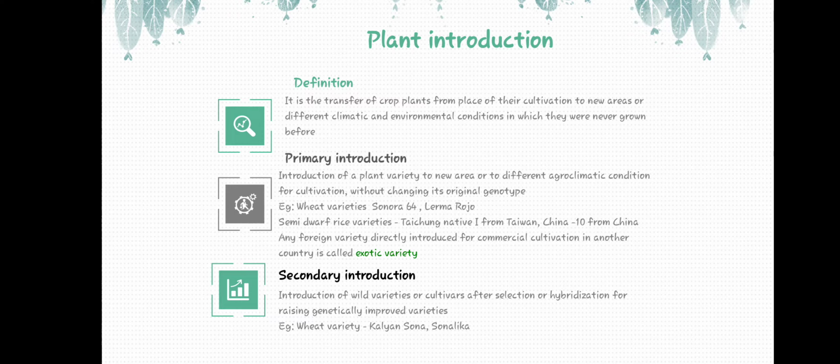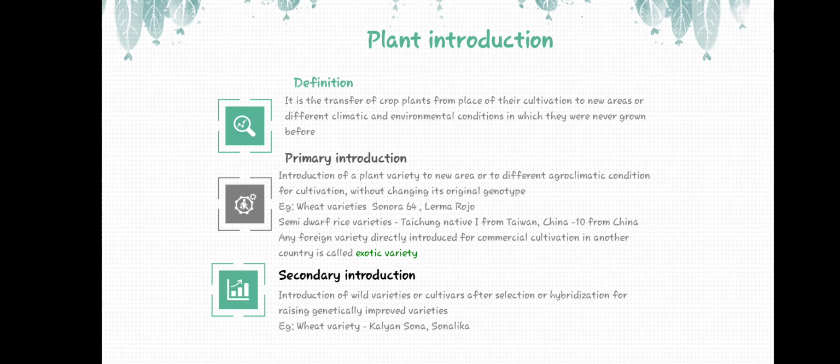That's it. So coming to primary introduction, it means introduction of a plant variety to a new area, or as I said, to a different agroclimatic condition without changing its original genotype. So as such, we are going to bring the plant into a new area or a different climatic condition. So for example, wheat varieties like Sonora 64 and Lerma Rojo were such varieties.